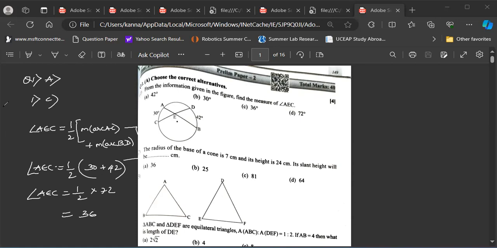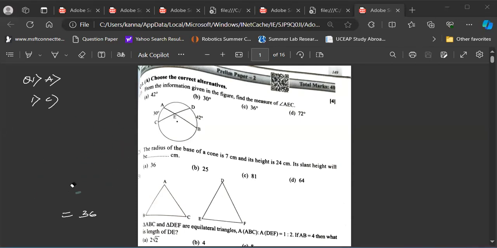Okay, children. Now we go to the second question. I'll rub off this first question, and I'm going to the next question. Just have a look at it. The second part: the radius of the base of the cone is 7 centimeter and the height is 24 centimeter. It's a cone, okay, keep it in mind. Radius is 7 centimeter, height is 24 centimeter.